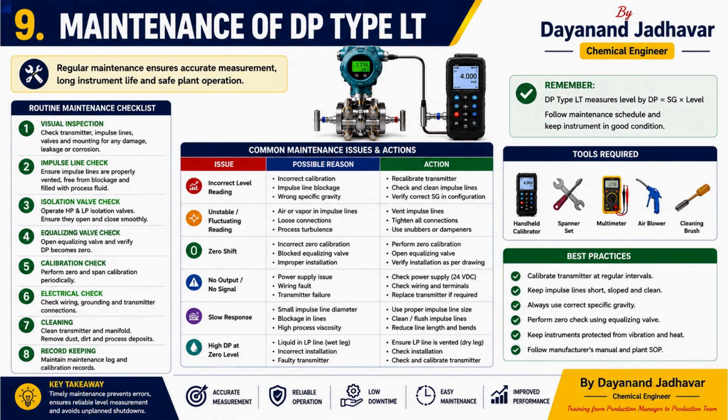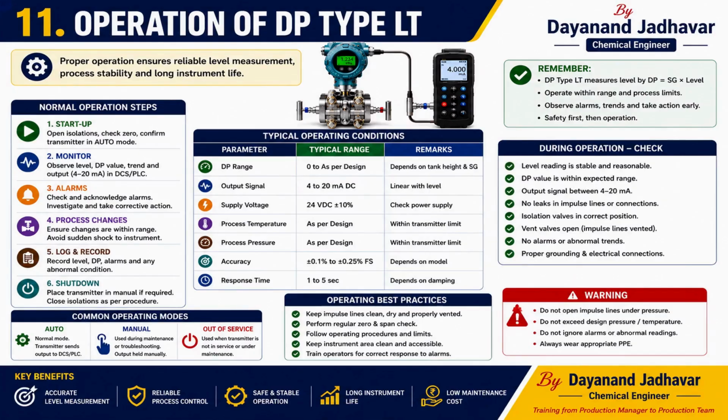The HP side should be connected to the bottom tapping of the tank. The LP side should be connected to the top tapping or atmosphere. Impulse lines should be short, properly supported, and correctly sloped. Avoid air pockets, leakage, choking, and vibration.